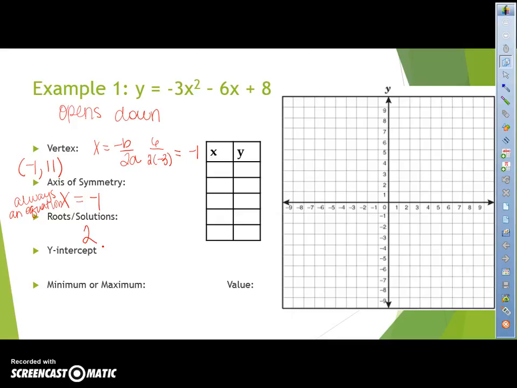Then to find your y-intercept, you just plug in where x is equal to 0, and when x is equal to 0, y is equal to 8. So your y-intercept occurs at 0, 8.